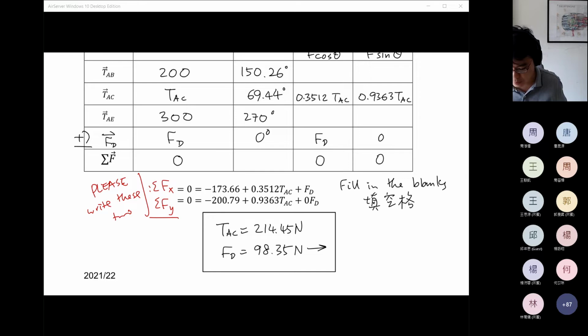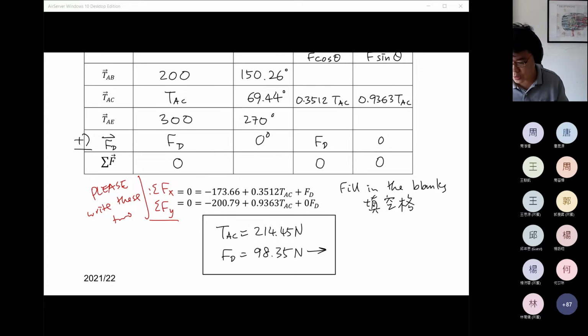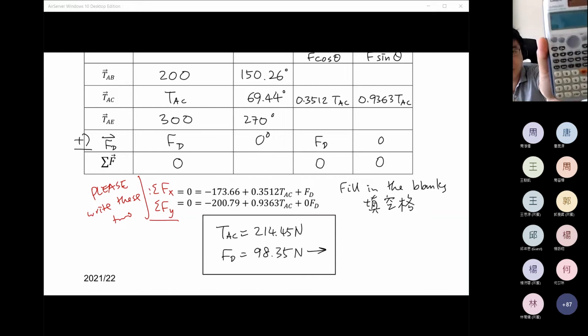Let me make a quick remark. For these two equations, I write 0 FD here. Why am I doing this? Because we have two unknowns and we have two equations. Of course, you can use the techniques from junior high school to solve them. But another way is to make use of your calculator.